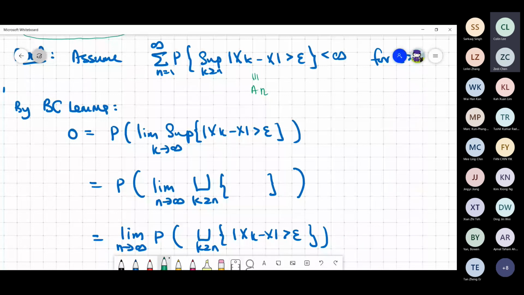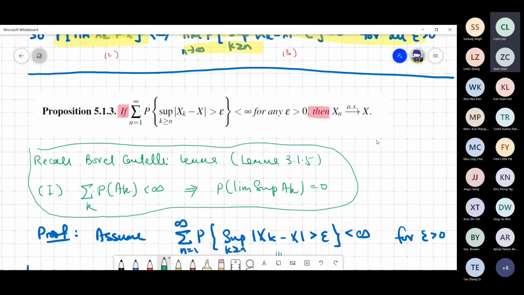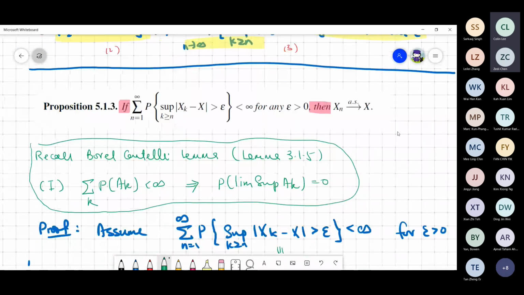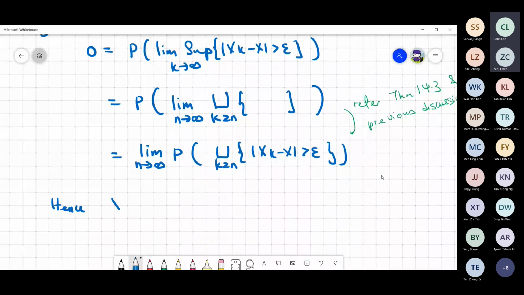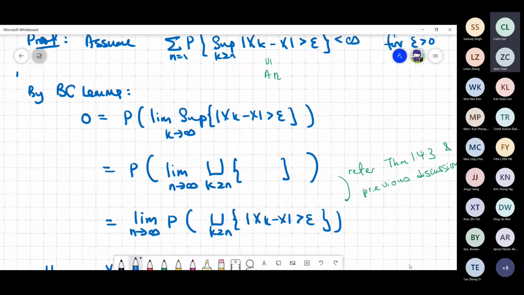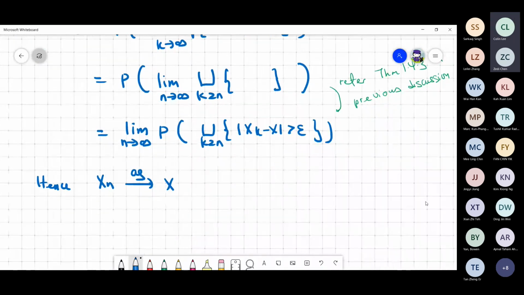So how do we get this? Refer again to theorem 1.4.3 and our previous discussion just now. Using this theorem, this is how we can get that the limit of P of the supremum greater than epsilon is 0. So from these conditions, we have that X_n converges to X almost surely. So this is another example of applying the Borel-Cantelli lemma.